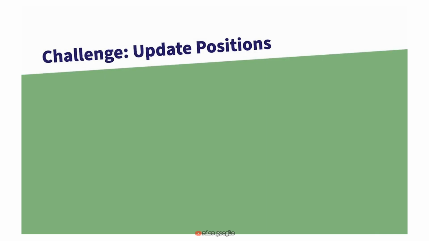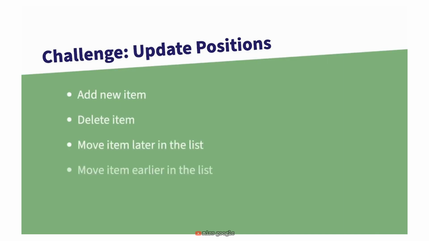There are 4 cases for your code to consider. There's adding a new item to the list, deleting an item from the list, moving an item to a later position in the list, or moving an item earlier in the list. You've seen examples of each one of these, and you can certainly go back and review those if you need to. But let's walk through the specifics of each one together.